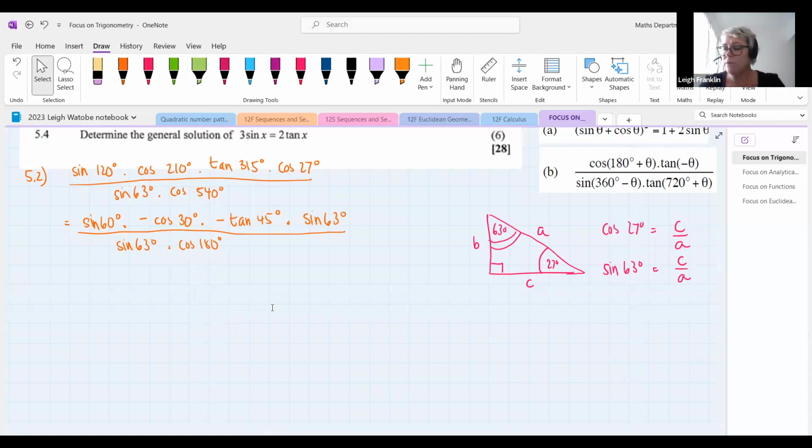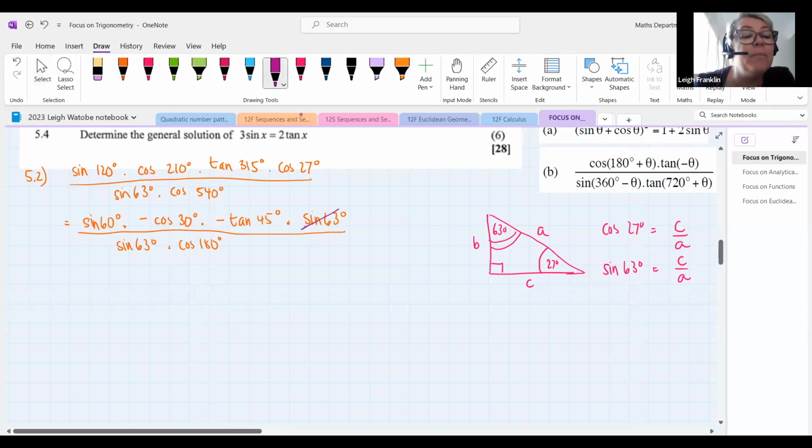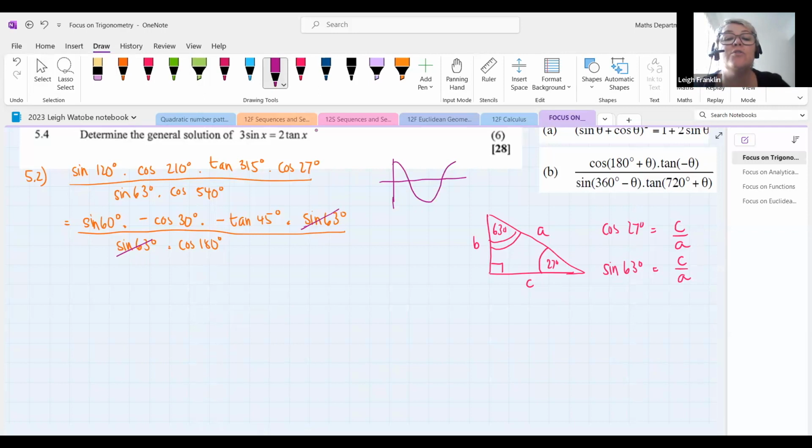Now what I would do is say anything divided by itself is 1, and I would get rid of those. What you're supposed to do as far as the denominator is concerned is think about your graph. Your cos graph, if you remember, looks like that. Your maximum is at 1, your minimum is at -1. This is 90. So there's your minimum at 180 degrees. The cos of 180 is -1.